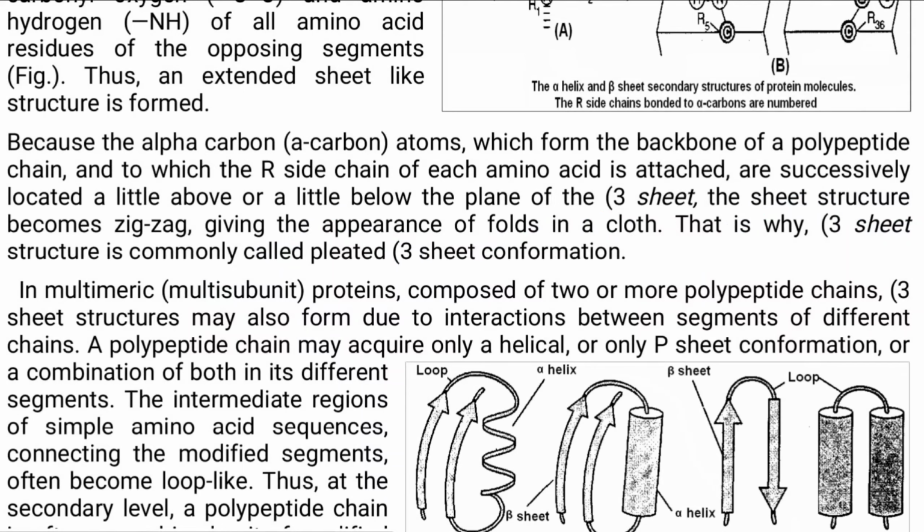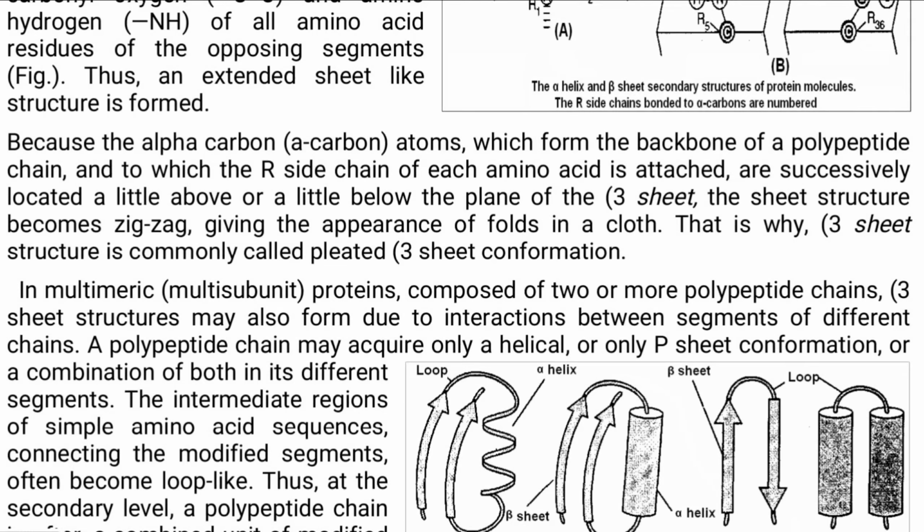This zigzag-like structure is called a pleated sheet, or beta pleated sheet. Basically, the majority of secondary structure proteins are in the form of the alpha helix, but some proteins are in the form of the beta pleated sheet as well.